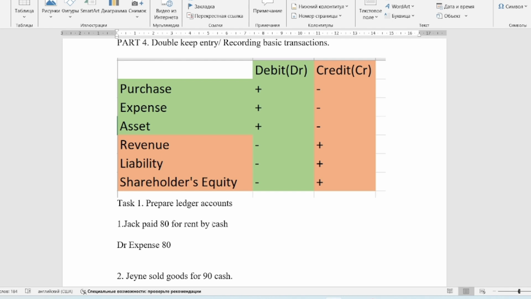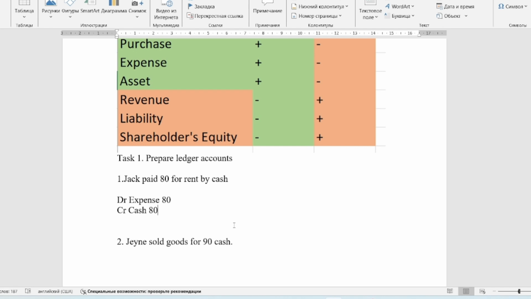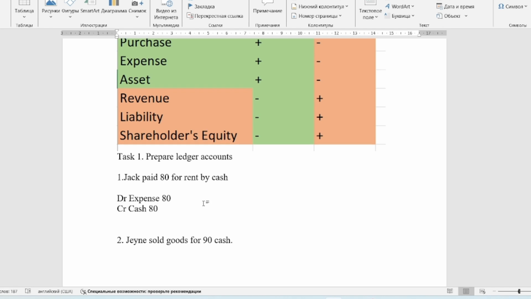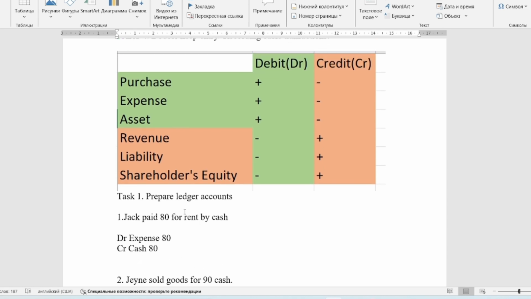And the second effect of this transaction is cash. As I mentioned in previous videos, cash is included in assets as a current asset. So our cash is decreasing because we paid cash. Now we have less cash. That's why it is included in the credit side of this transaction. So we have made the transaction for the first example.